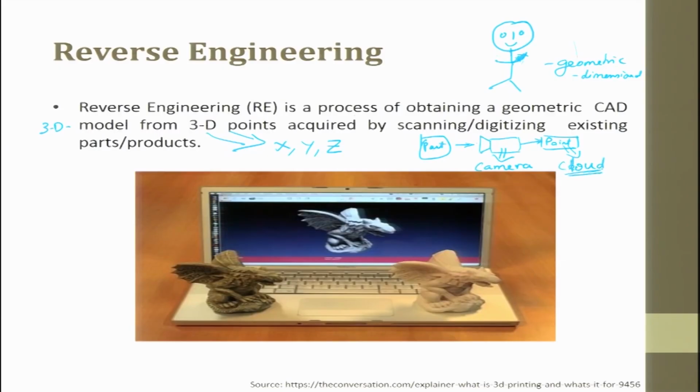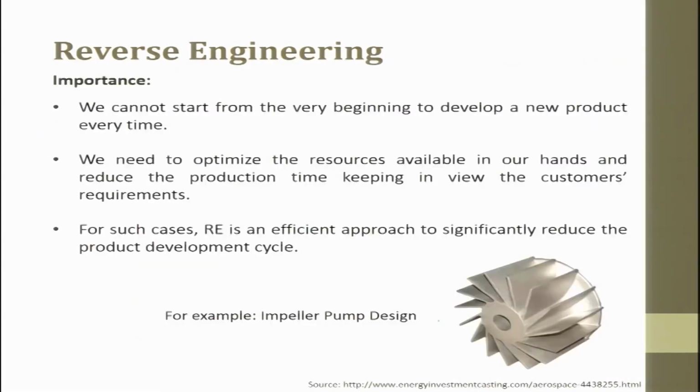The points are also called point cloud data. There will be a cloud of points. Like, what is a cloud? Several water droplets forming a cluster form a cloud. In the same way, a cloud of data points will be there. We acquire all of them from the existing part or product. That is reverse engineering. As for importance, we cannot start from the very beginning to develop a new product every time. That is true. When we go through the modular concept also, that is what we said.